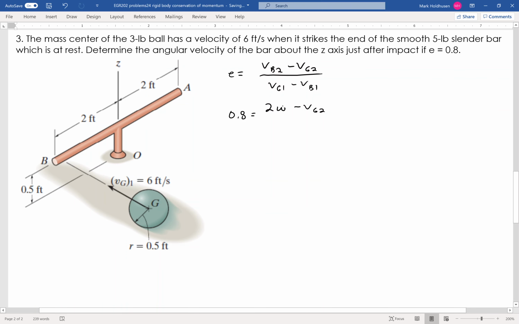We'll figure it out. And that's all going to be divided by the initial velocity of the ball, which is 6, minus the initial velocity of point B at the end there, which is 0. Right? So here's an equation that'll help me find the rotation after impact. But I also have the velocity of the ball after impact, so I need another equation.